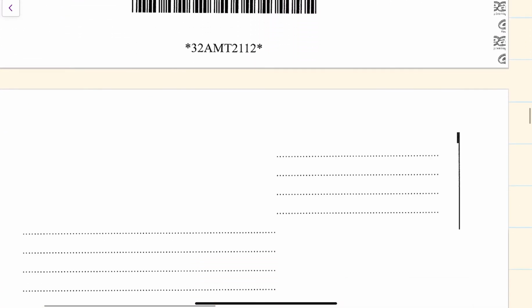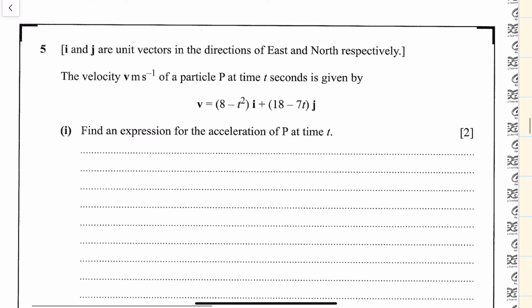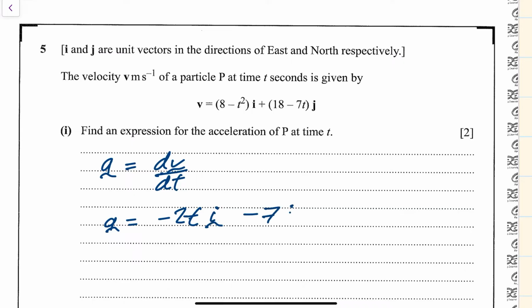Okay, question 5. i and j are unit vectors in the directions of east and north respectively. The velocity v of a particle P at a time t is given by this expression. Find an expression for the acceleration. So to get your acceleration, you differentiate, so you do dv by dt. Differentiate the i part, you'll get minus 2i. Differentiate the j, you just get minus 7j. That's it done. That's pretty nice.